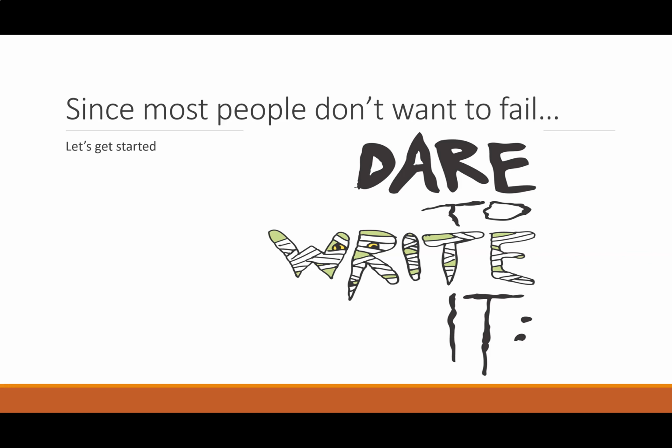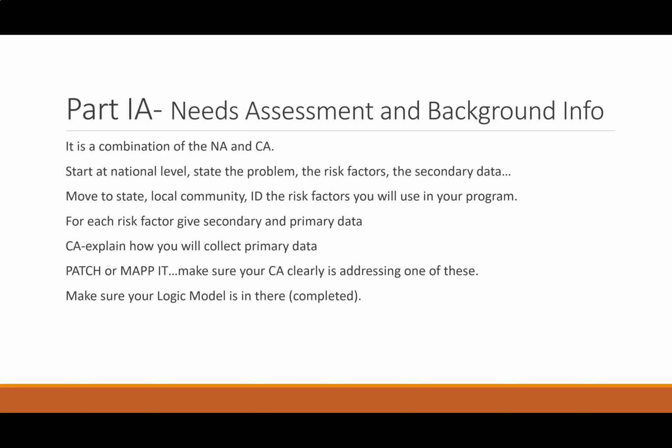The most important thing to do is to start to write or start to revise and pull your papers together. So these are the parts of the grant. Part 1A is the largest part of your grant. It's the needs assessment and background information. What it does is it combines your needs assessment and community analysis into one paper.